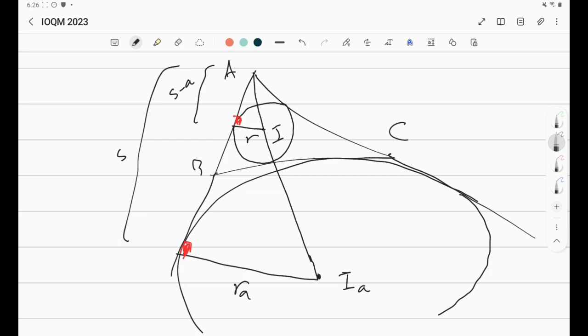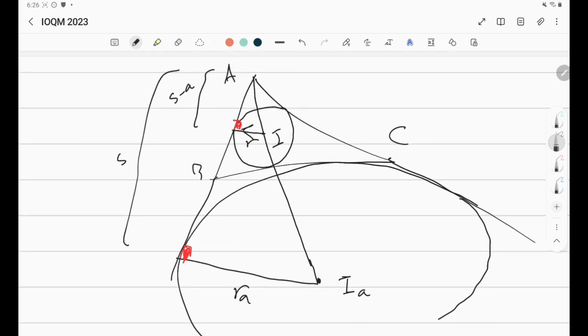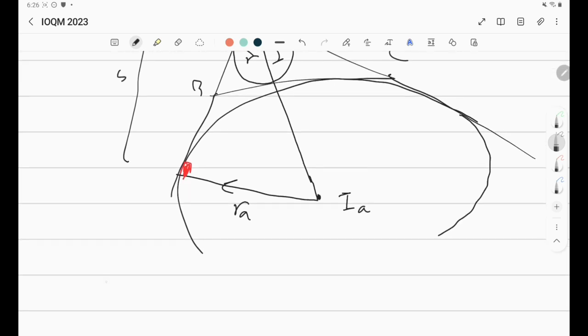Okay, so if we know that, how can we find a relation for RA? Well, look at the similarity. We have a clear similarity here. We can simply write RA over R is equal to S over S minus A. Hence, RA is just RS over S minus A. And if you're familiar with this, RS is actually the area of the triangle. So let's call it something like maybe delta over S minus A.